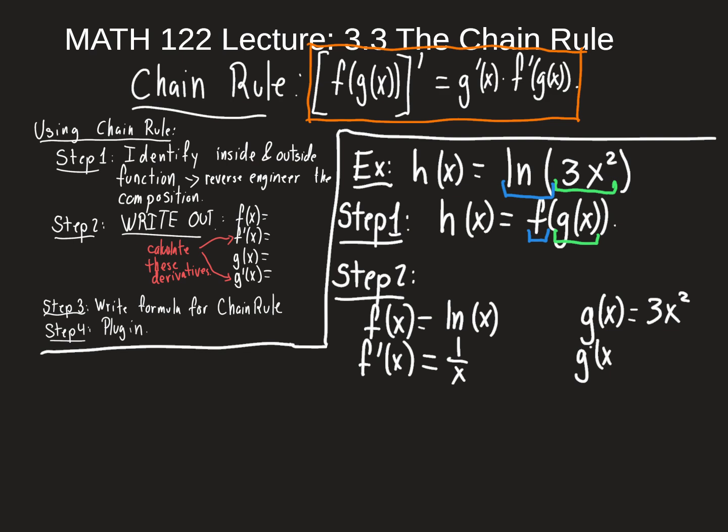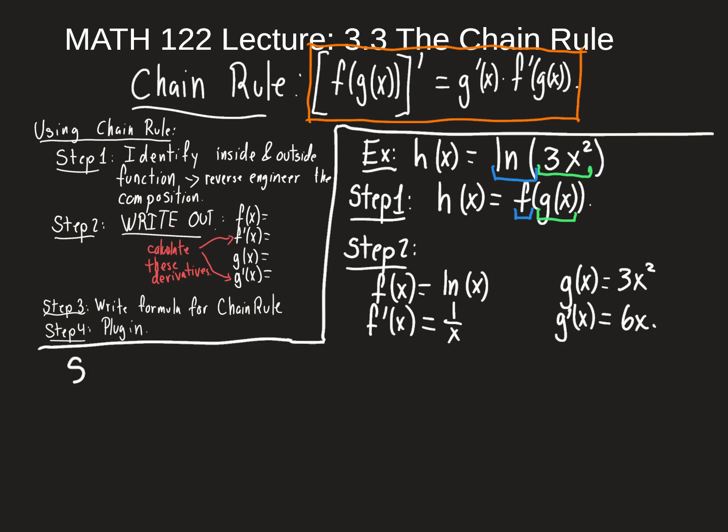And we also need to write out g prime of x, which is equal to the derivative of 3x squared. And by now you should be able to see that this derivative is going to be equal to 6x. And if this isn't obvious to you, then you need to go back and review the rules from section 3.1, the power rule and the scalar multiple rule.